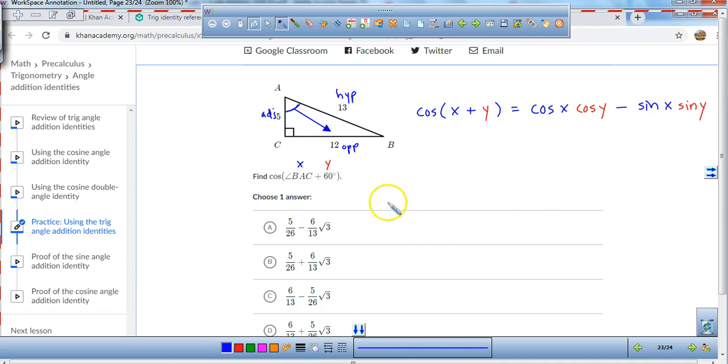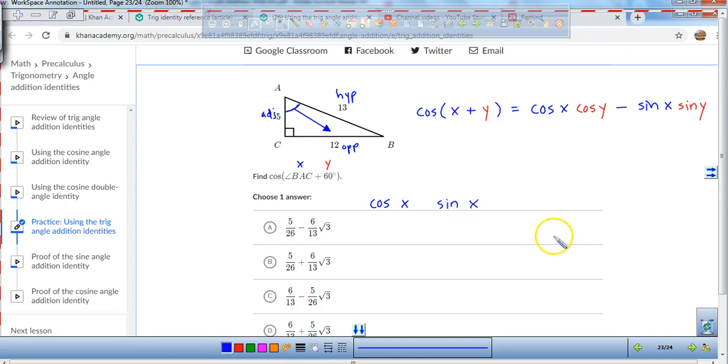Alright, so I'm just going to write cosine of x, sine of x. I'm just going to label what they are. My cosine is my adjacent over my hypotenuse, so the cosine is going to be 5 over 13. My sine of x is going to be the opposite over the hypotenuse. I guess I should have written SOHCAHTOA so you can see what I'm doing. So the opposite over the hypotenuse is going to be 12 over 13.